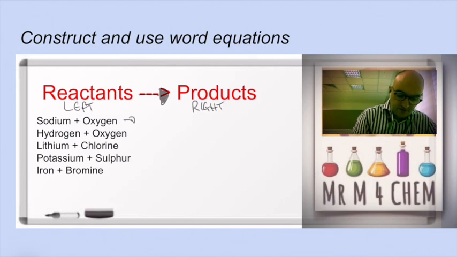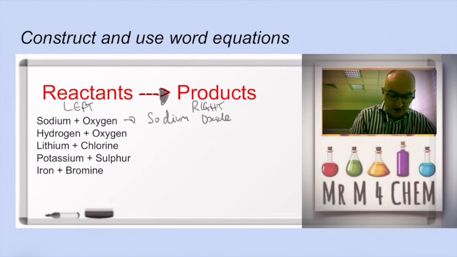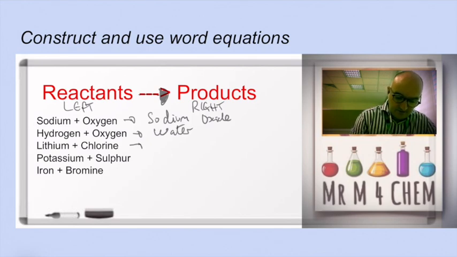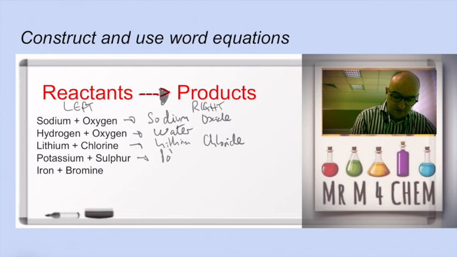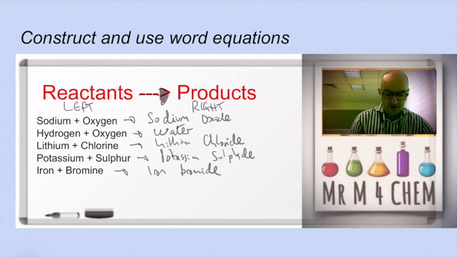Sodium plus oxygen, you all know this, will make sodium oxide. Hydrogen plus oxygen, you could be clever and say dihydrogen monoxide, but clearly the answer is water. Lithium plus chlorine will give you lithium chloride. Potassium plus sulfur will give you potassium sulfide. And iron plus bromine will give you iron bromide.